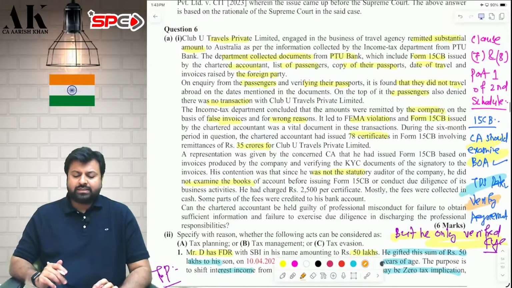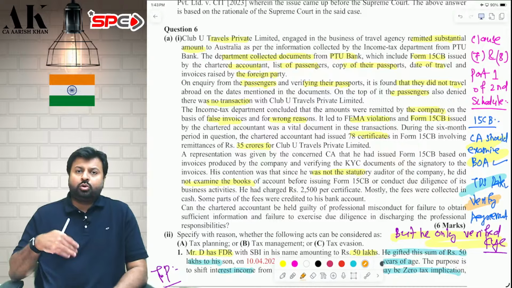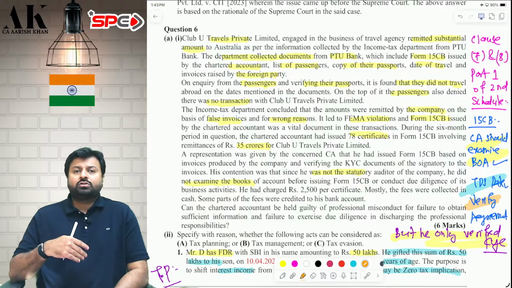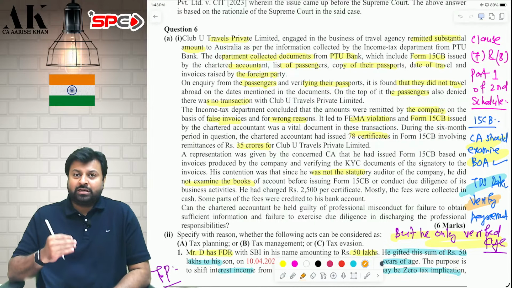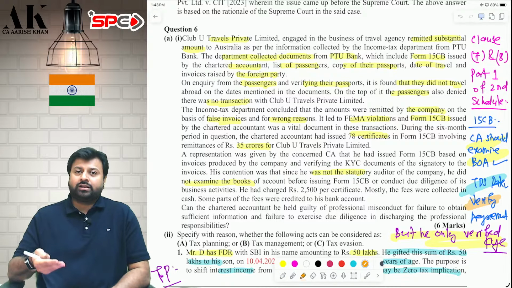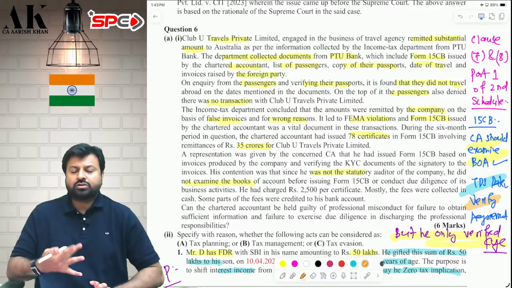Next question, question number 6. Now, from this paper onwards, May 2024, because the new course started in May 2024, you will also start to see questions on black money law and tax audit, because black money law has been included in the new course and tax audit has also been shifted from the audit paper to your direct tax paper. So, the very first question is on tax audit.